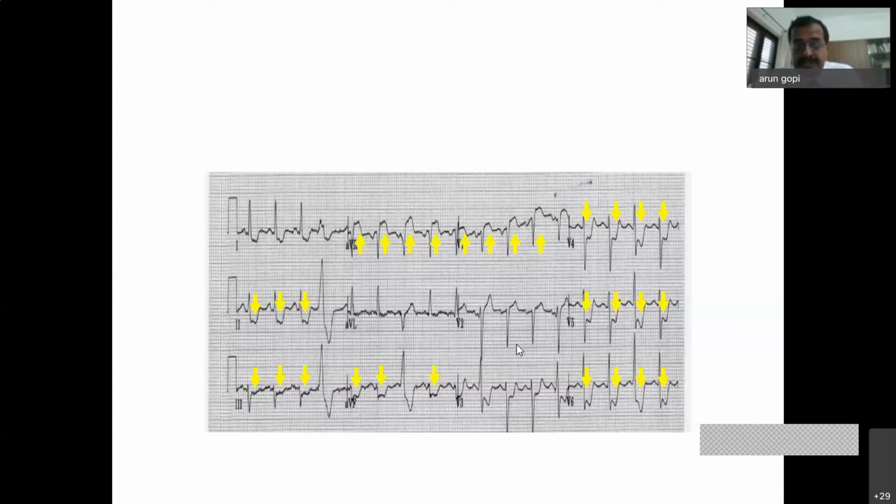Arun, your slides are not moving. I think there's some problem, the slides stay there. Are my slides moving now? The last slide that is staying there is the pericarditis.